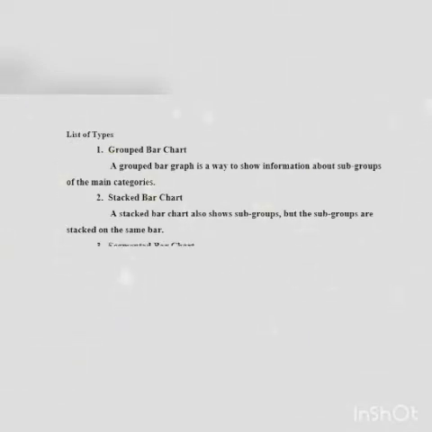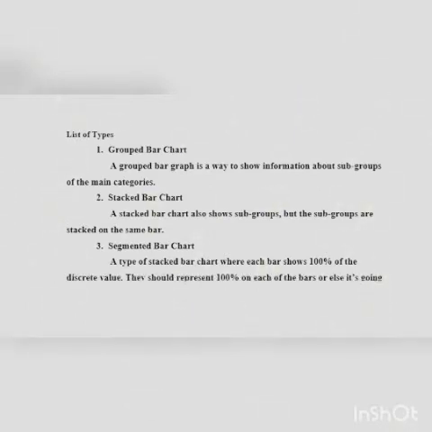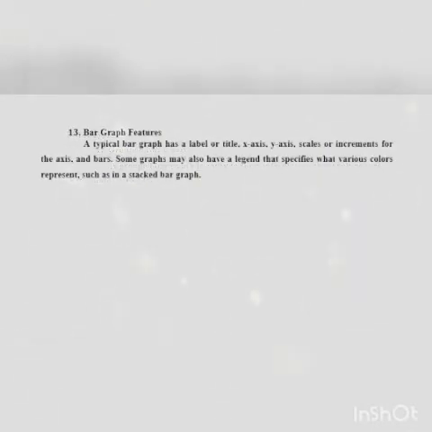Okay, number 3 is segment bar chart. The list of types. What is the meaning of that? A type of stack bar chart where each bar shows 100% of the distinct value. This should represent 100% of each of the bars, or else it's going to be an ordinary stack.